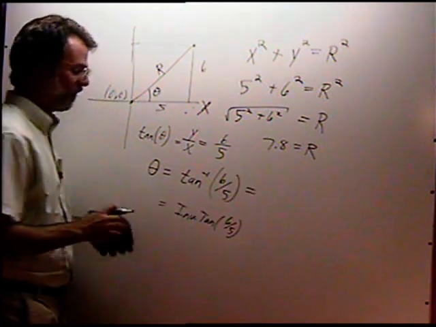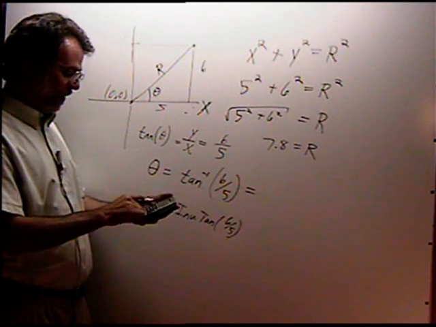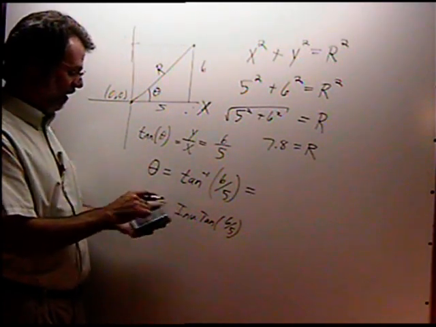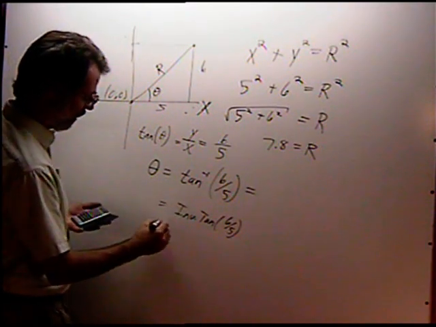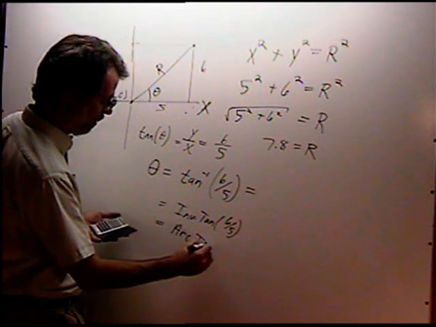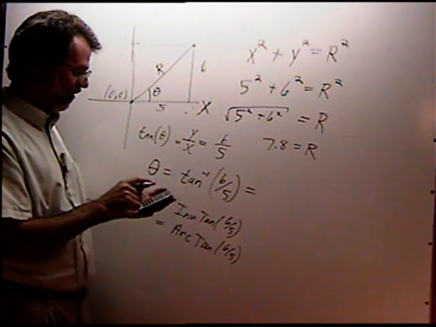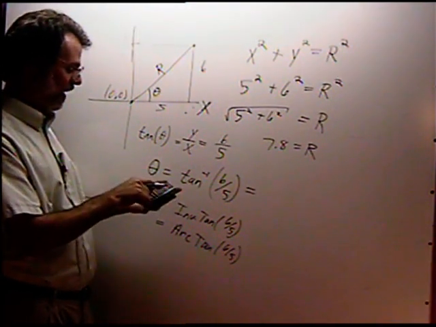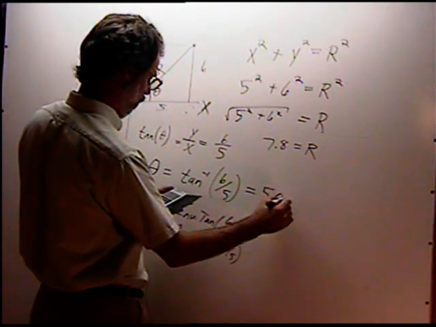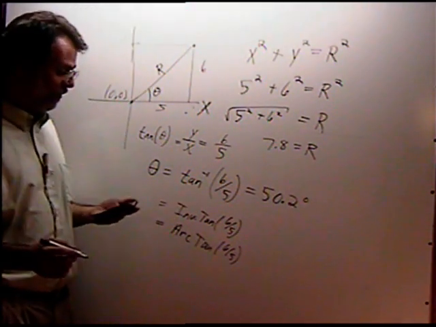Okay, so on my calculator, I would say 6 divided by 5 equals, and then some calculators say inverse tangent, some will say arc tangent. Mine says arc, so I push the arc button and then the tangent button, and this comes out to be 50.2 degrees. Okay, 50.2 degrees.